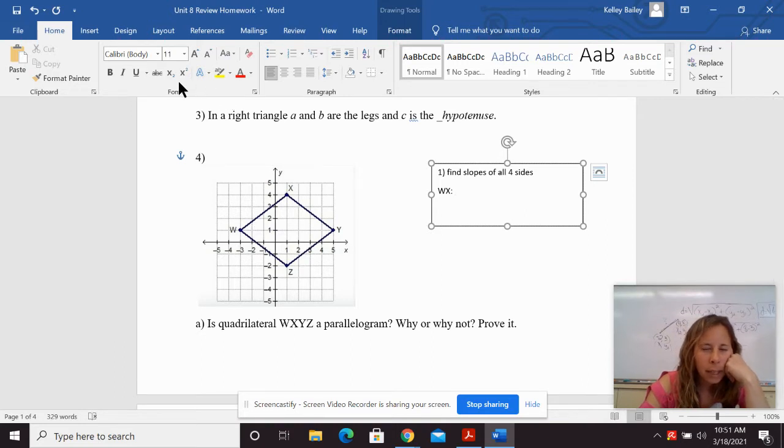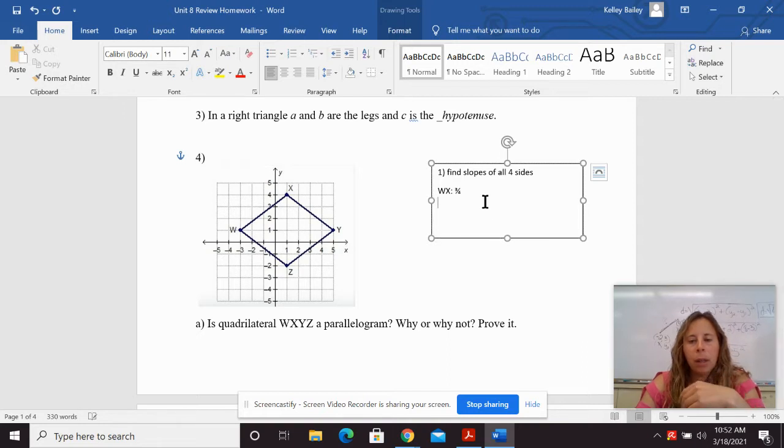I can't draw on this, can I? Not easily, okay. My change in Y, I go 1, 2, 3. I go up 3. From W to X, I go up 3. So that's my change in Y. So it's 3 over my change in X. I go over 1, 2, 3, 4. Over 4. So I go up 3, over 4. That's my slope of WX.